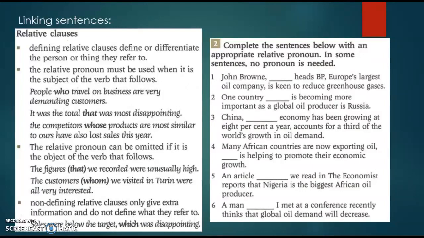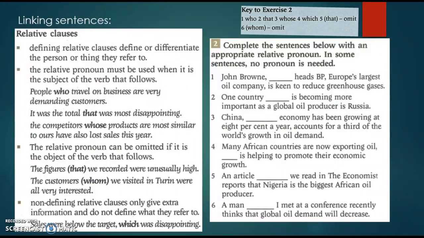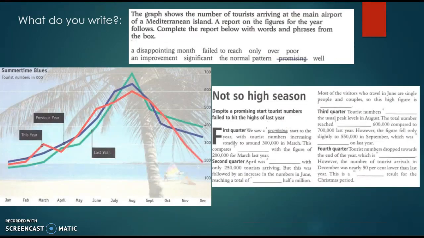So do exercise 2, where you need to complete the sentences below with an appropriate relative pronoun. In some sentences, no pronoun is needed, so put the film on pause and do the exercise, and then come back for the correction. Here is the correction. What do you write if you need to write things?